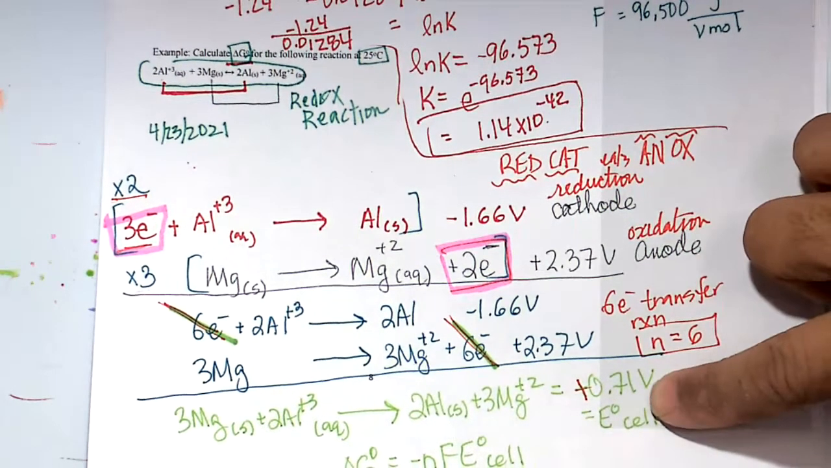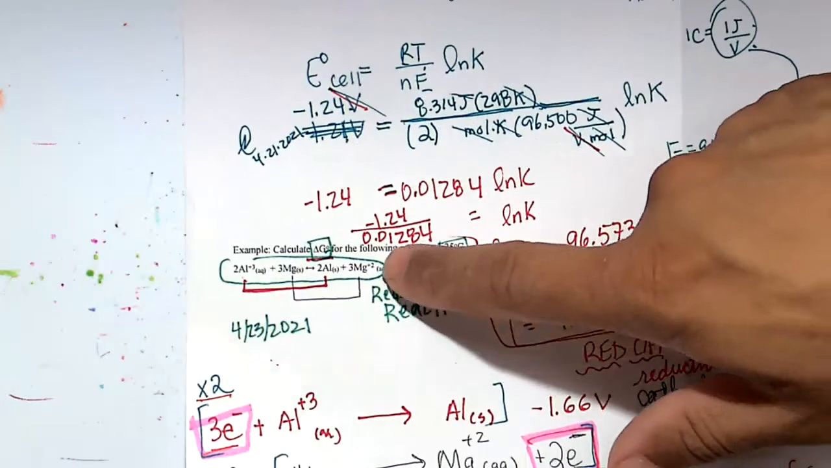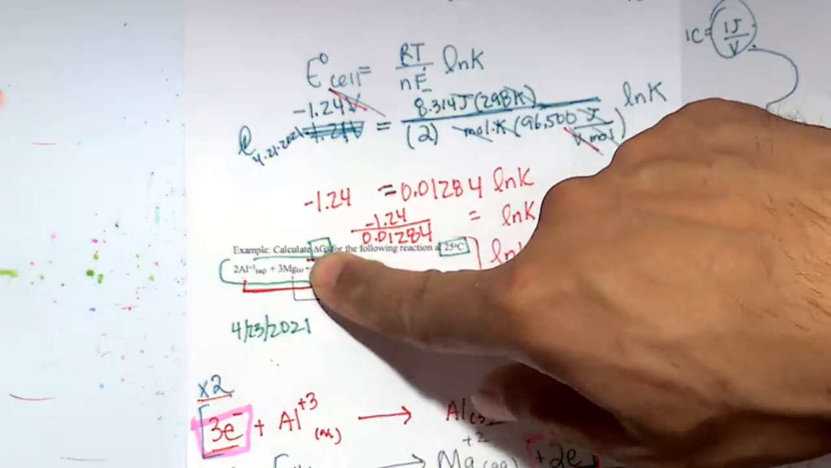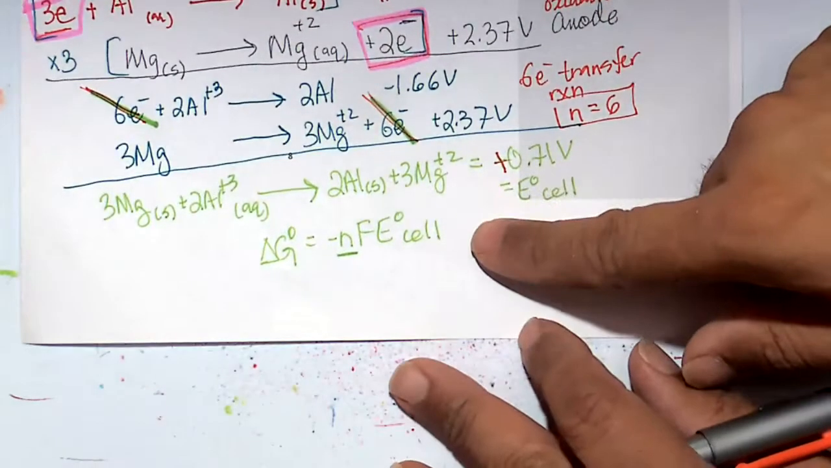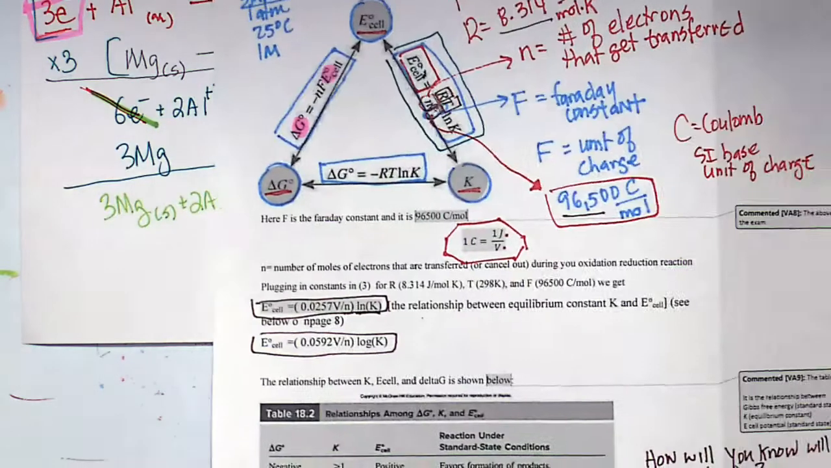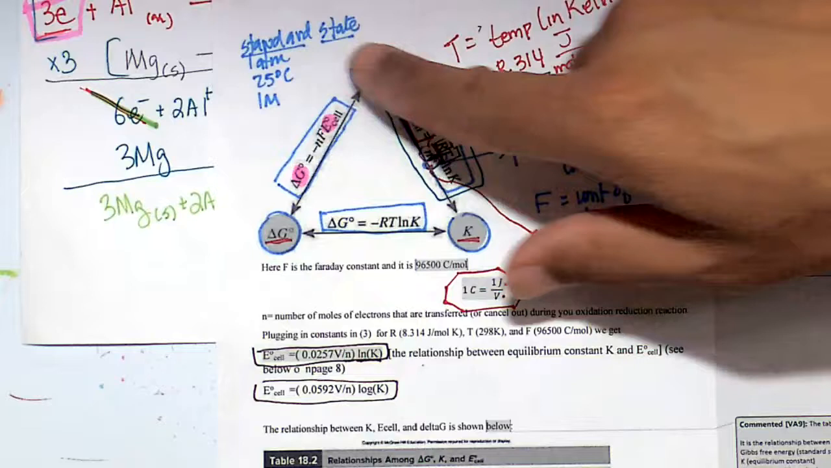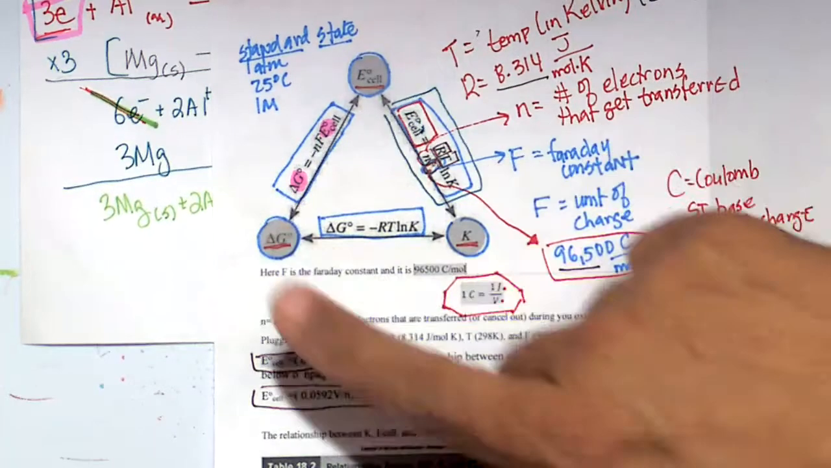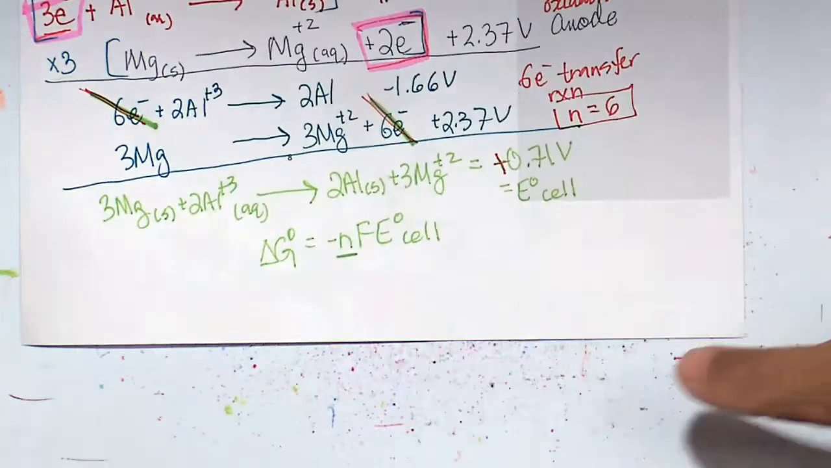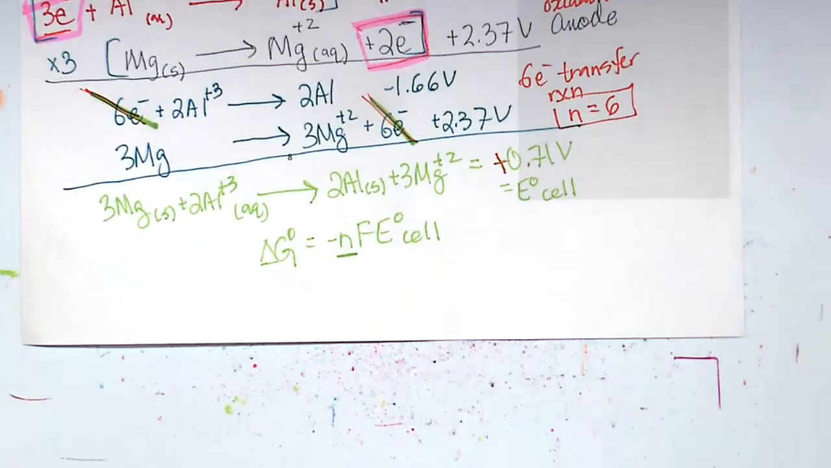So we got E cell, but what is the problem asking for? It's asking us for delta G naught. So here's the equation that we will use for delta G naught. Where did I get this equation? I got it from this little triangle, which relates everything: electrochemistry, thermodynamics, and equilibrium. So pick the equation that fits you, and for me, this is the equation that will get us delta G naught.